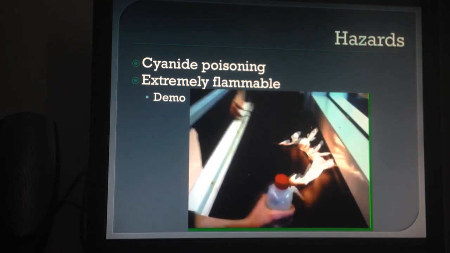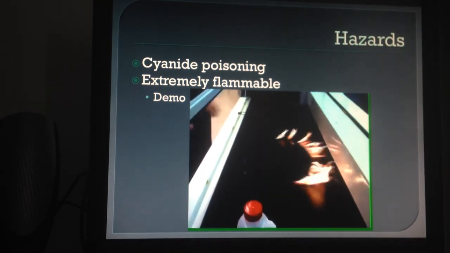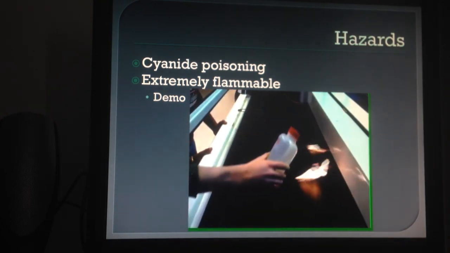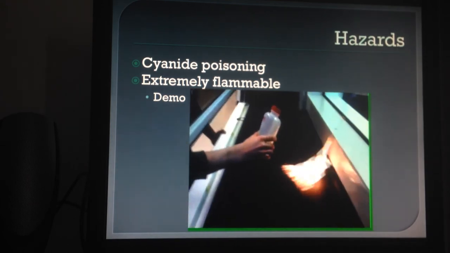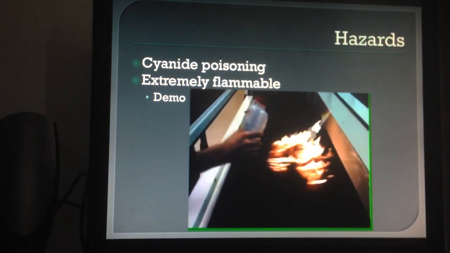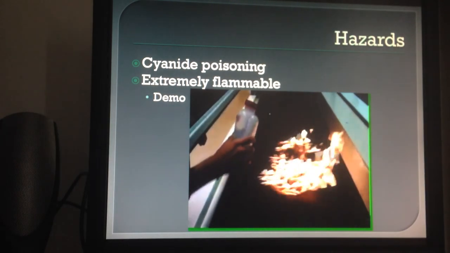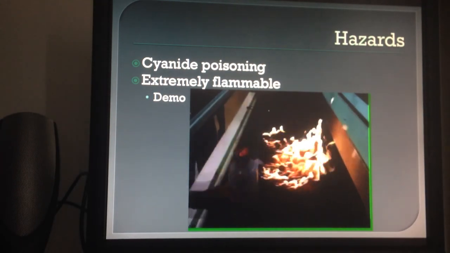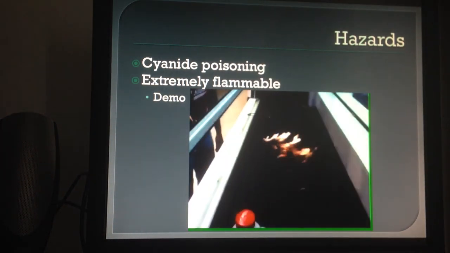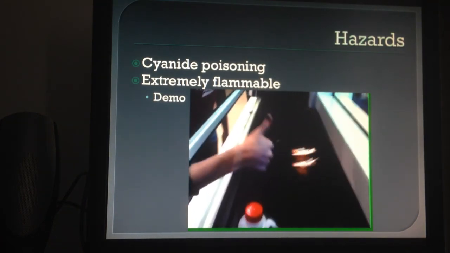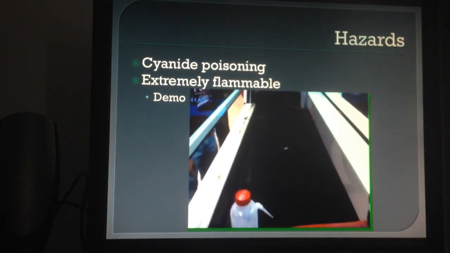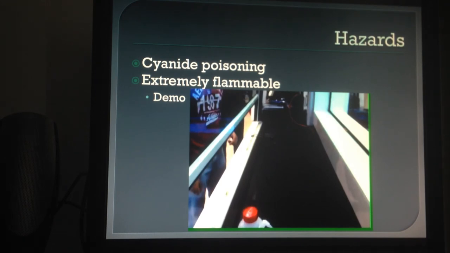Acetone has many hazards. Some of these include it being extremely flammable, as seen in this film. Another hazard of acetone is cyanide poisoning. If ingested or inhaled, nail polish remover is metabolized to cyanide. There have been several reports of death caused by cyanide poisoning, primarily in small children, because of nail polish remover being left out and children ingesting it.